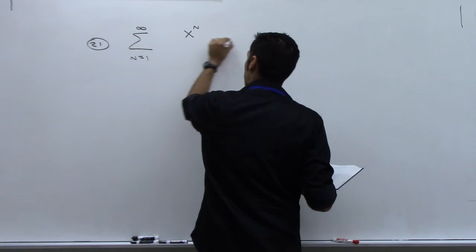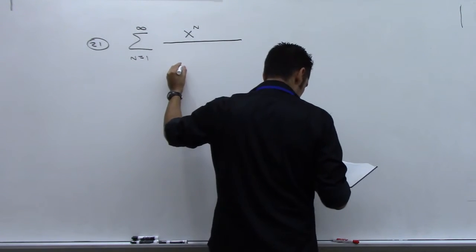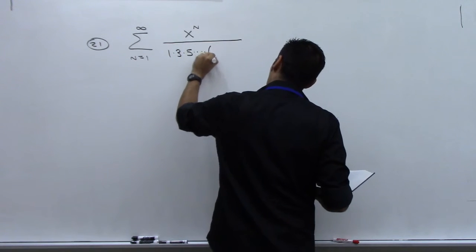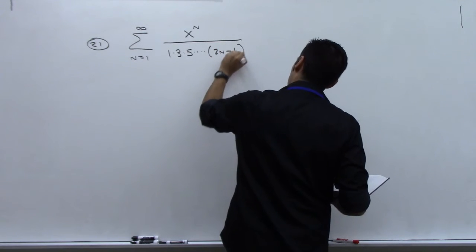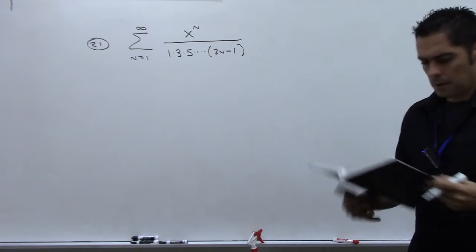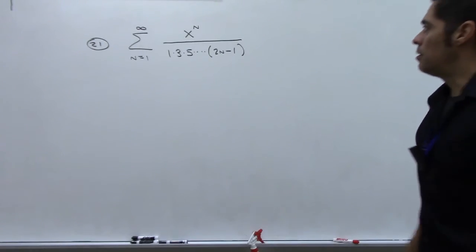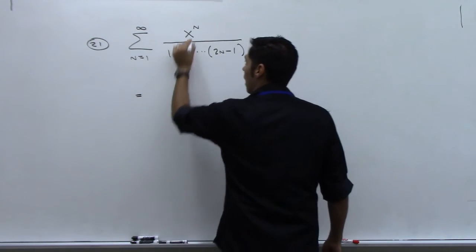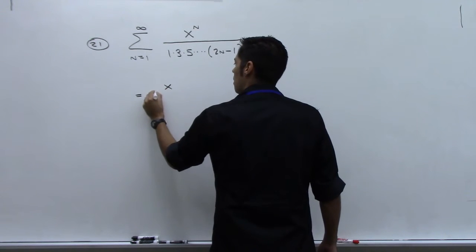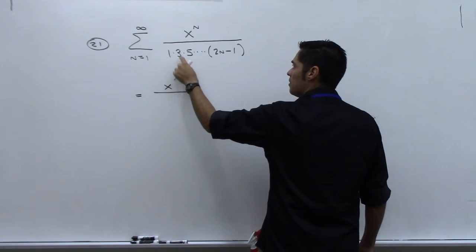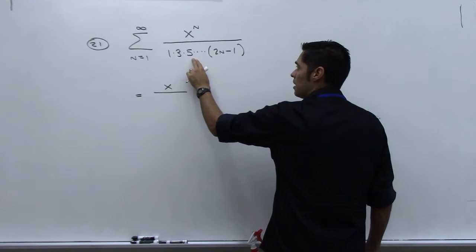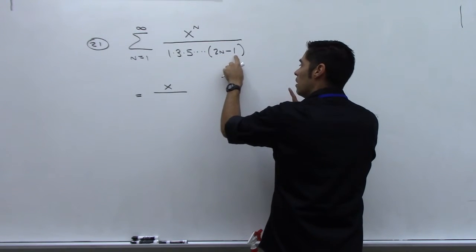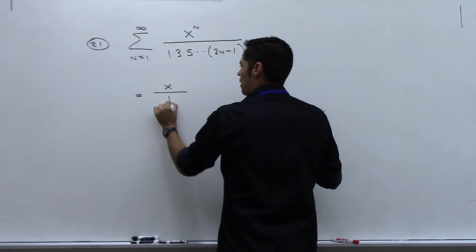Okay, and then on the bottom, they have this thing, remember this from the homework, a pattern? 1 times 3 times 5 times all the way till you get out to 2n minus 1. So just for example, if I let n be 1, I'd have x to the first power over 1 times 3 times 5. I'm going to multiply odd numbers together until I get to 2 times 1 is 2, minus 1, that's 1. So I'm only going to have the first odd number.